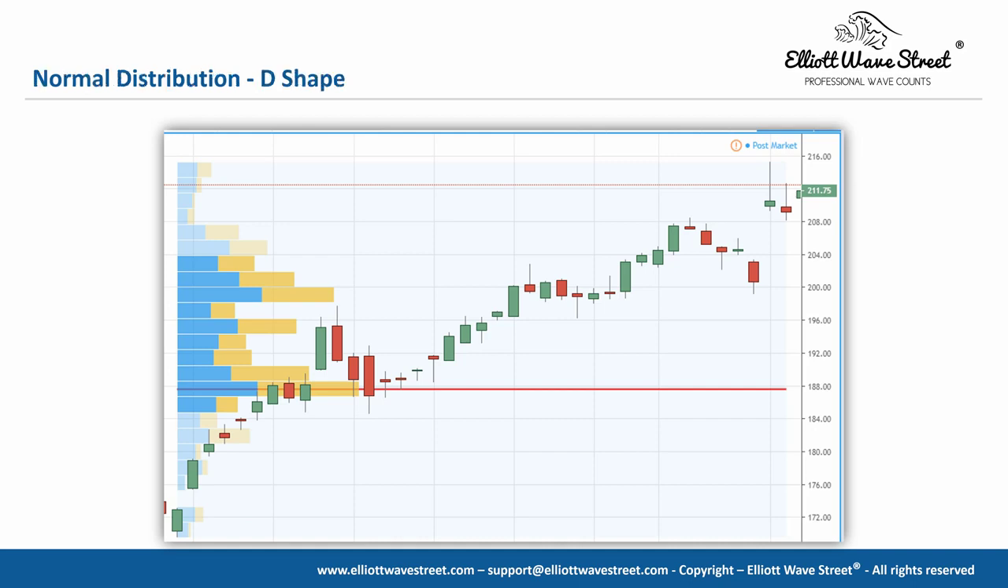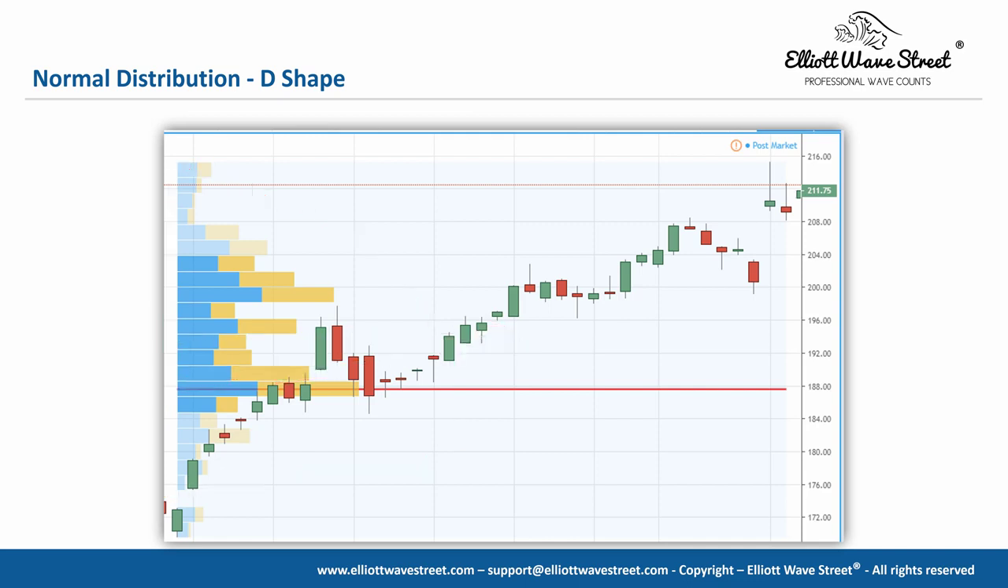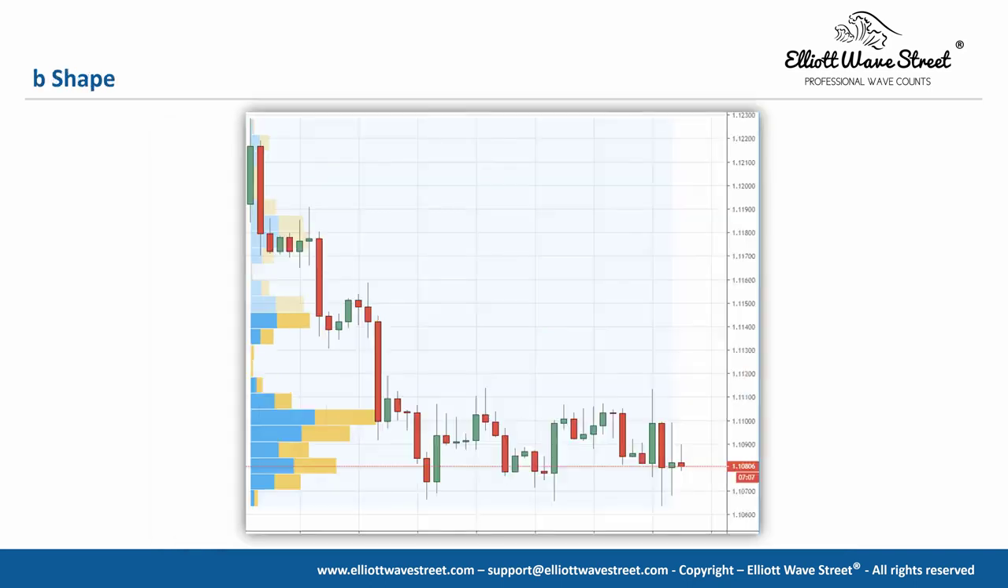All right, so this is the normal distribution. The D shape is called the D shape because it's mainly a D, and it's when the heaviest volume is closer to the middle. This is the normal distribution. And we have the B shape, and it's when the price goes down, and we have the strongest volume at the bottom. It's like a bearish flag. So in this case, you need to sell.